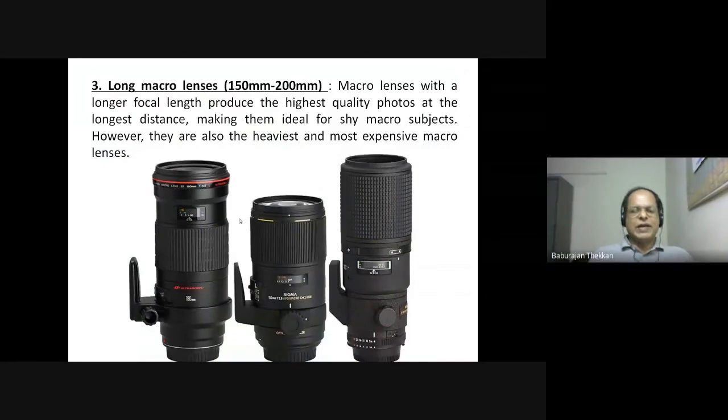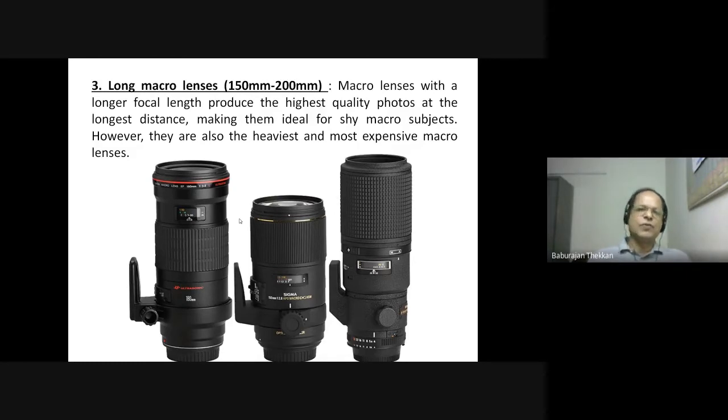Okay. Now, another type of lens is there, which is the long macro lens, long focus lens. The advantage is that you can stand much farther away from the subject and shoot the image. This cannot be used everywhere, because these lenses are heavy and using them handheld is slightly tough. Because the distance is more, getting a steady image will be very tough. You may need the support of a monopod or tripod.